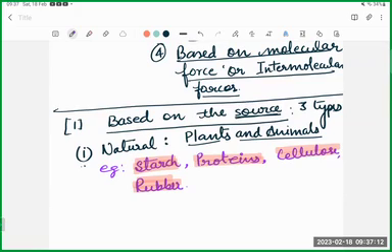So what are the sources we have? Plants. We obtain these polymers from plants and animals. Okay. Let's move on to the next topic.